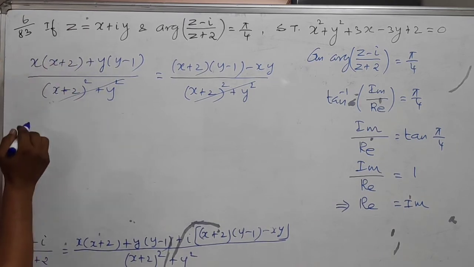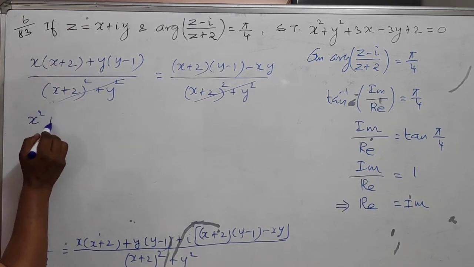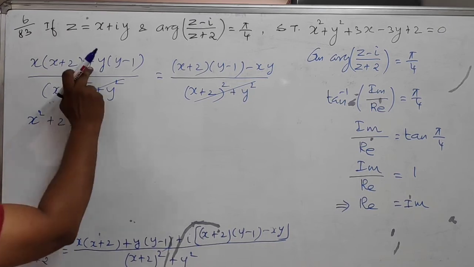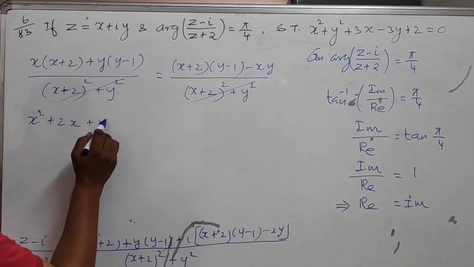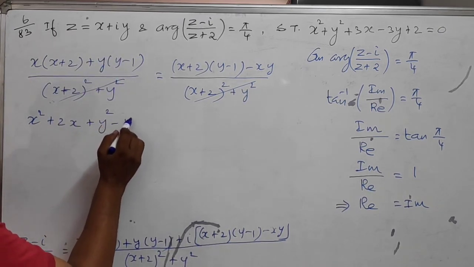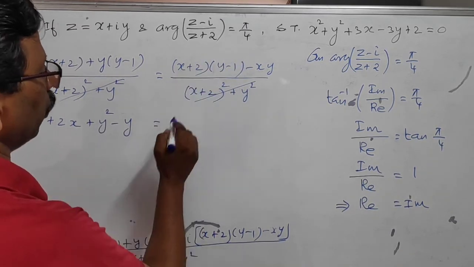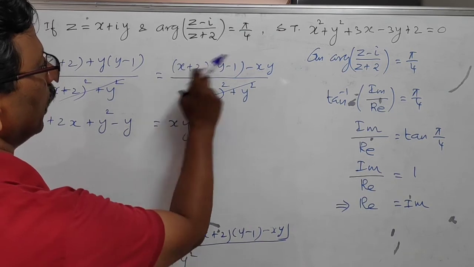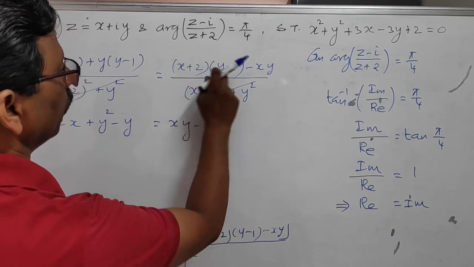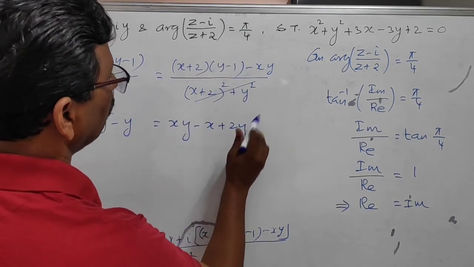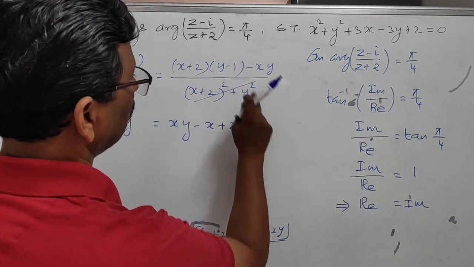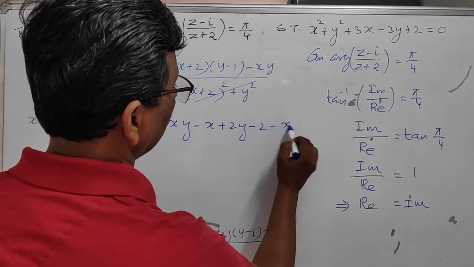x into (x plus 2) means x squared plus 2x, plus y squared minus y, which is equal to, multiplying these two things, x into y, xy, then minus x, then plus 2y, then minus 2, then minus xy.